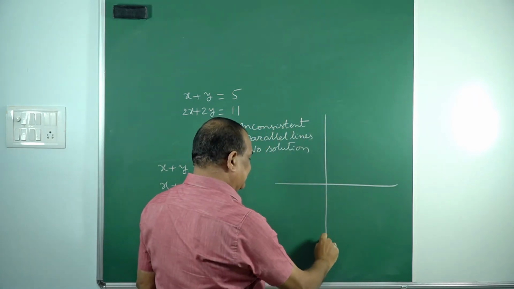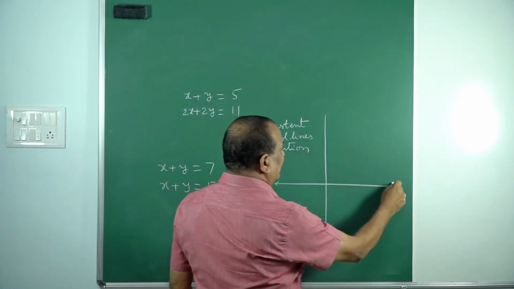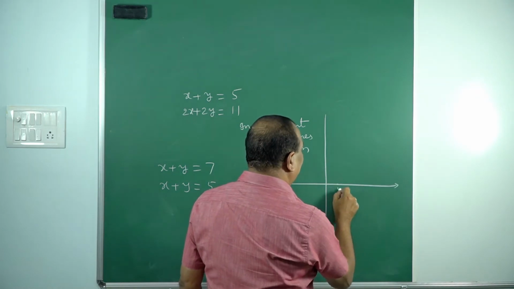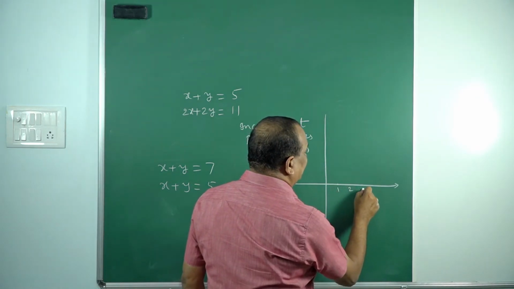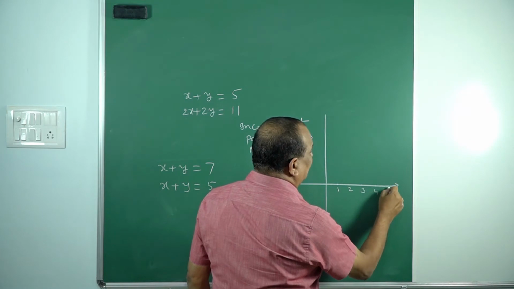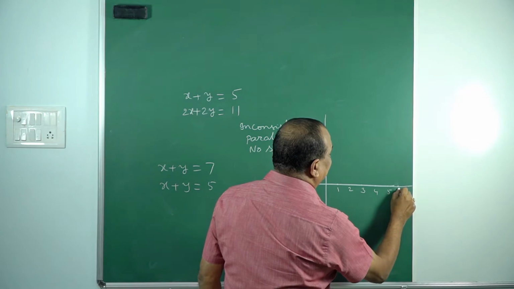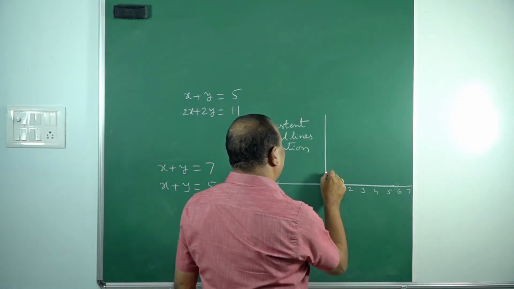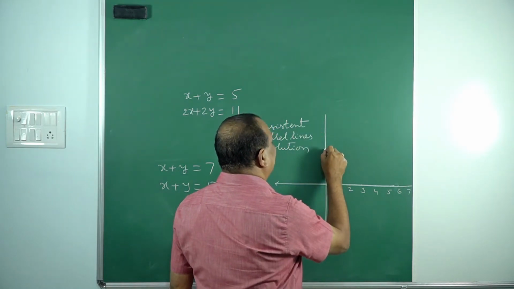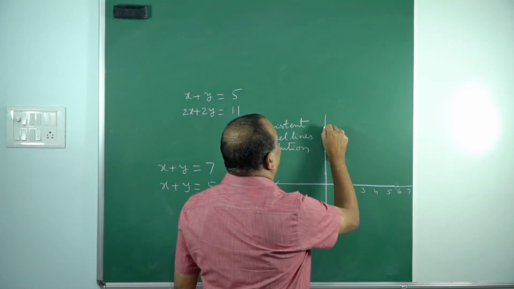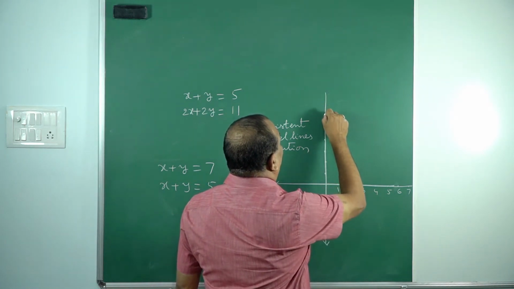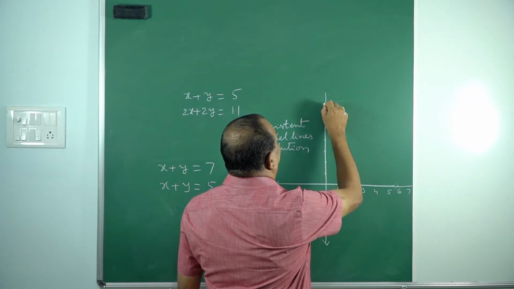X-axis and y-axis. And I mark here 1, 2, 3, 4, 5. I just extend it a bit, 6 and 7. And I go towards this positive y-axis: 3, 4, 5, 6 and 7.